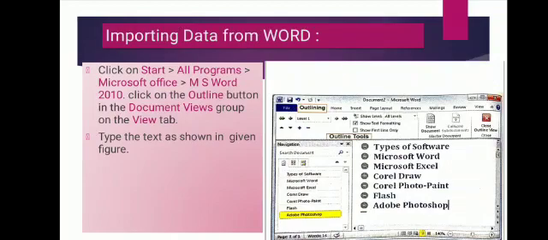So first click on the Start, then All Programs, then MS Office, then MS Word 2010. Now when you click on the MS Word 2010, it will open. You have to click on Outline button in Document Views. You will click on the View tab. When you click on the View tab, Outlining group is given. And here you have to select the Document Views.